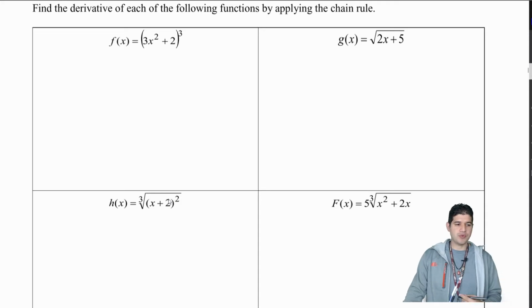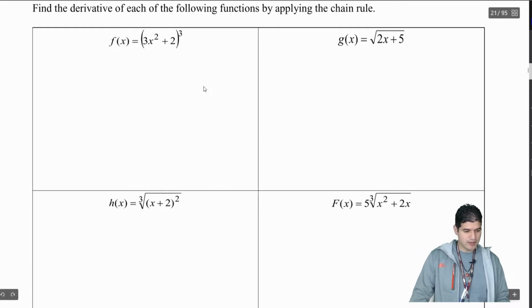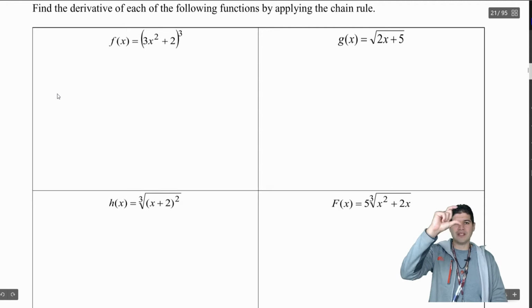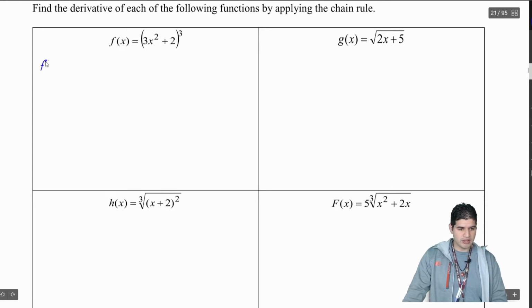All right, as promised, we're gonna have several problems, okay? But we're gonna do them the same way. And if you need to write out what the outer function is and what the inner function is, go ahead and do that. But we're just gonna go into this. So we have f prime of x that we wanna find.